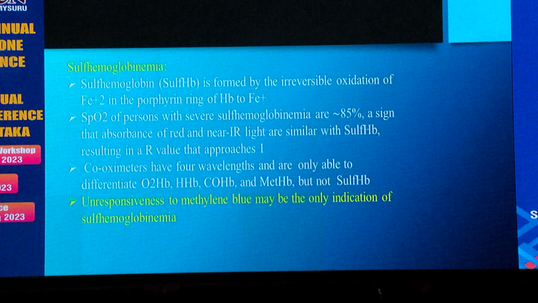Coming to sulfhemoglobinemia, it is similar, but the oxidation is irreversible. Even then, the SpO2 will be 85%. Even if you give methylene blue, it will not be corrected. It's as simple as that: methemoglobinemia will be corrected, sulfhemoglobinemia will not be corrected. So you can differentiate between the two.